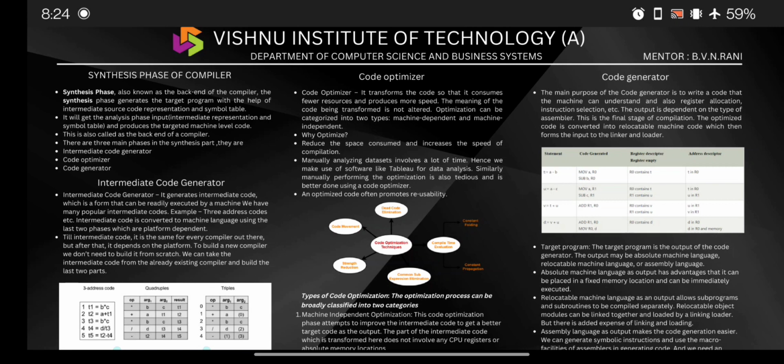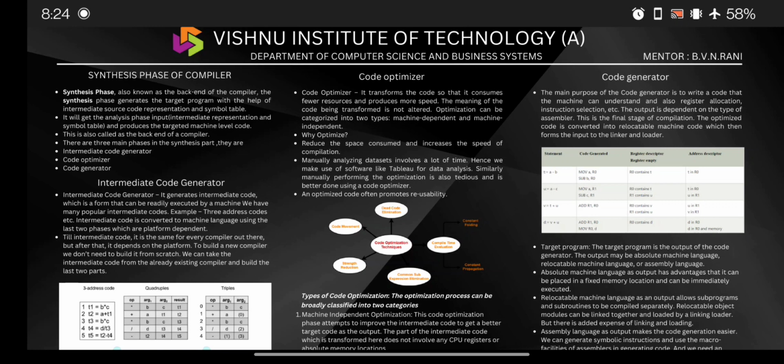I am here to share one of my thoughts about code generator. Actually, the main purpose of the code generator is to write a code that the machine can understand. The code generator is the final stage of the compilation, whereas the code generator takes the optimized code. That optimized code is converted into machine level code, which can be of 3 types: absolute machine language, relocatable machine language and assembly language.